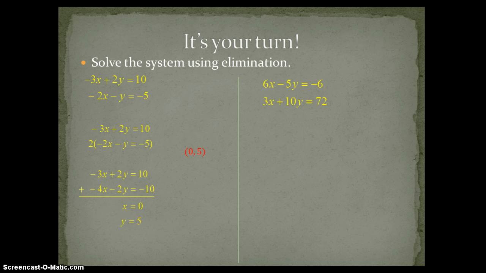In the second equation, I decided to eliminate the y's by multiplying the top equation by 2. I get negative 10y and positive 10y. So when I add them together, the y's cancel out. x is 4 and y is 6.